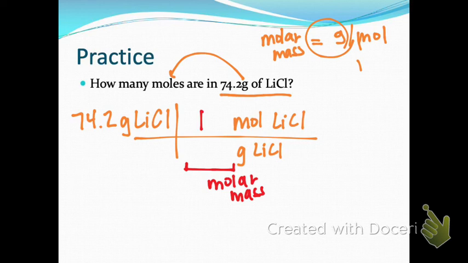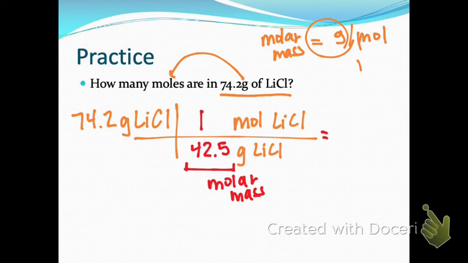Lithium is close enough, I think, to be rounded to 7, but chloride is not. Chloride needs to be kept at 35.5. Okay, so that means the molar mass of lithium chloride is 42.5 grams.